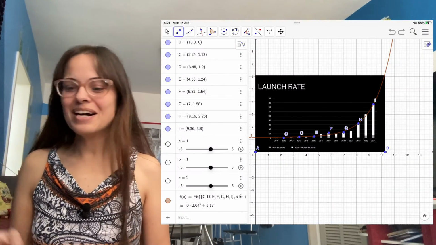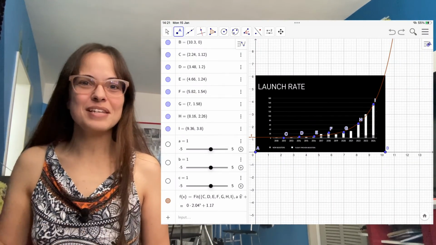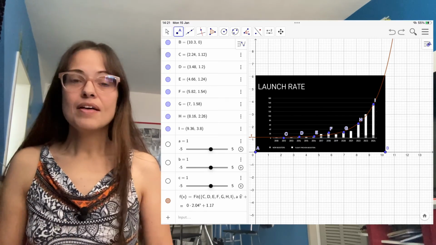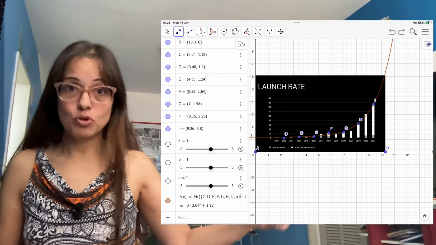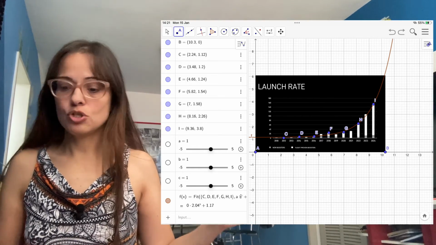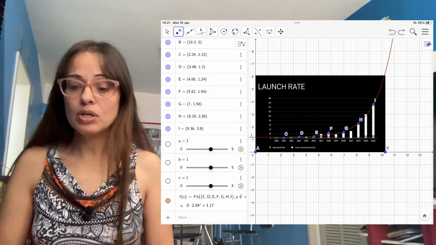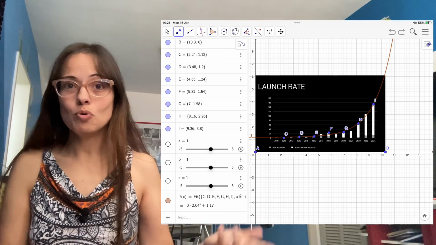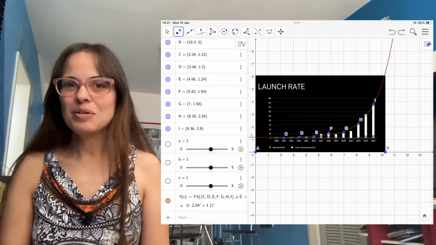Here's another one. How many rockets SpaceX has launched per year? The last bar is a projection. It's 2024. But the next to last bar is 2023, and it really does look exponential. I hope they do launch that many rockets.